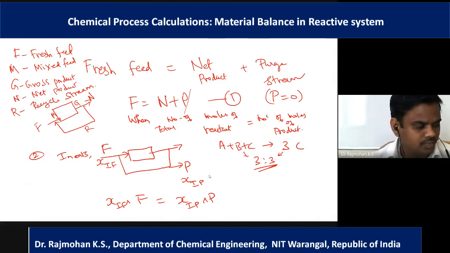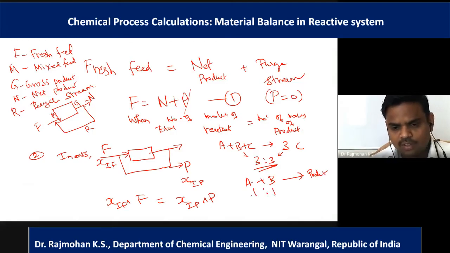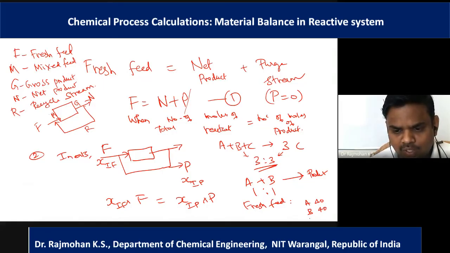Then what is the other point I told you? If the fresh feed involves more than one reactant, for example, A plus B giving product, and they are present in the ratio 1:1. In the fresh feed, if A and B are present in the ratio of 1:1, let me say the fresh feed F contains 40 kg moles of A, 40 kg moles of B, and 20 kg moles of inert.